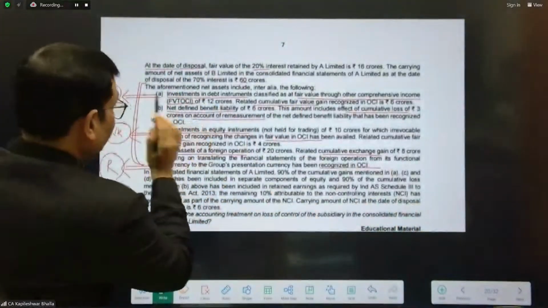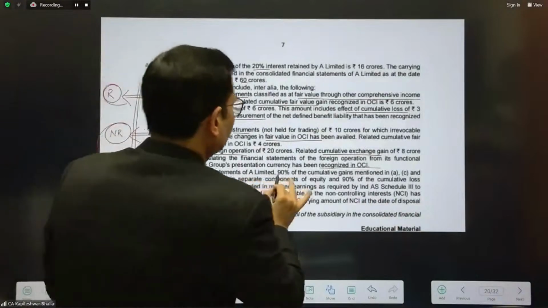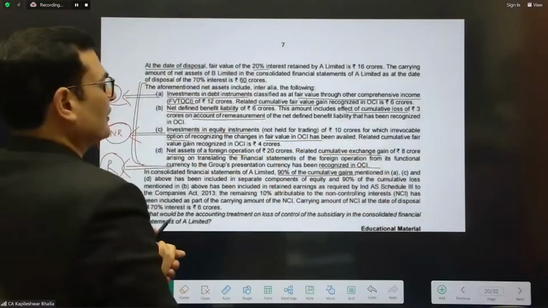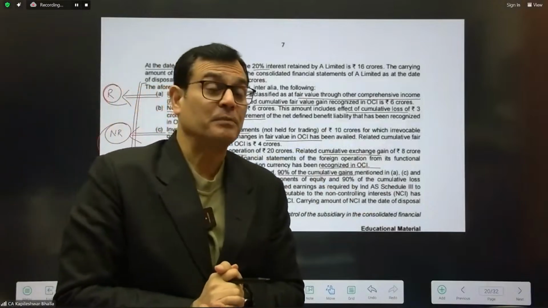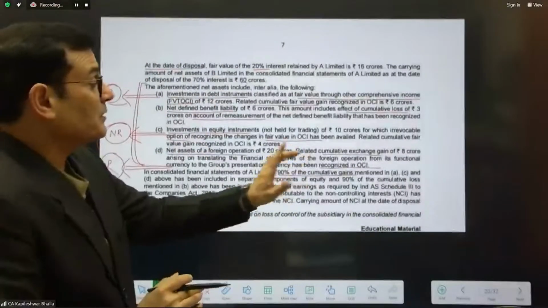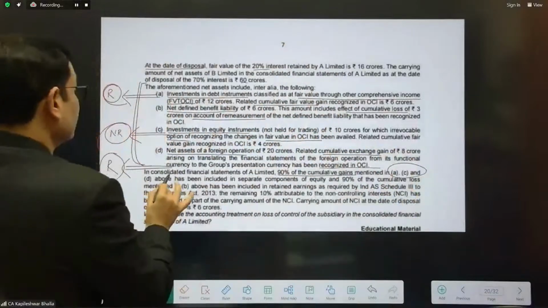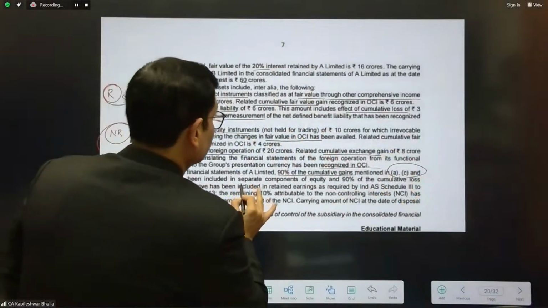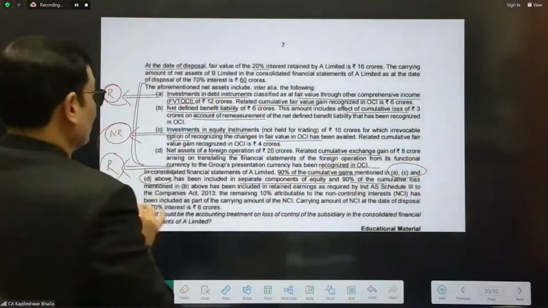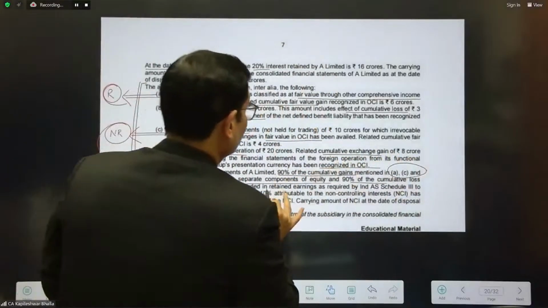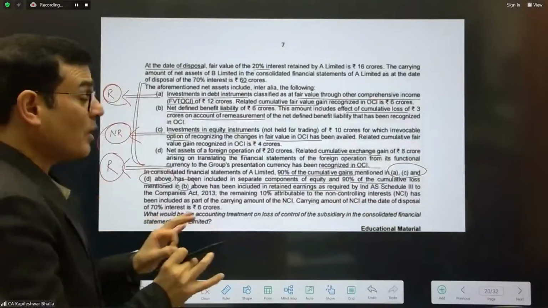Okay, so that part is still pending. And then it says in the consolidated financials, 90% of the cumulative gains in A, C, and D. It doesn't mention B. It says 90% of the gains mentioned in A, C, and D have been included in the separate components of equity, and 90% of the cumulative loss in B is included in the retained earnings as required by Ind AS Schedule 3. Wow.